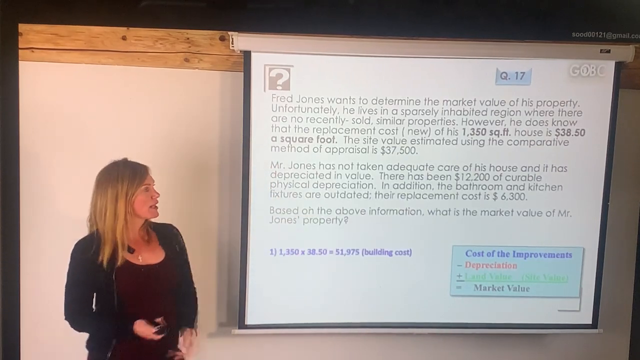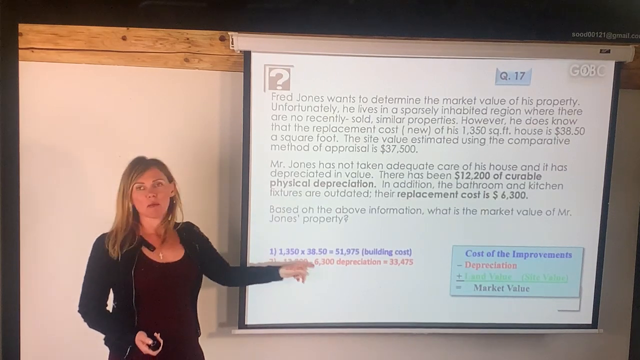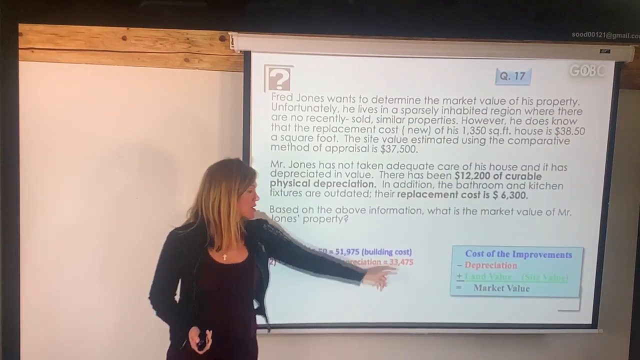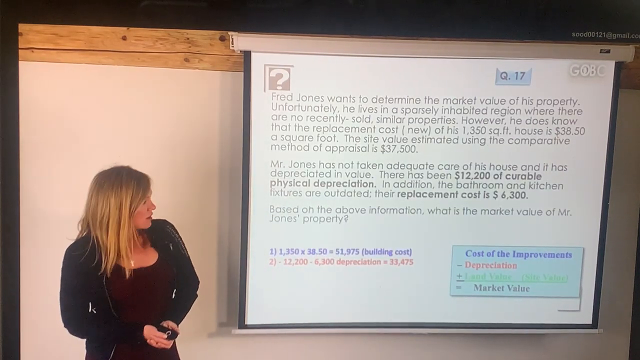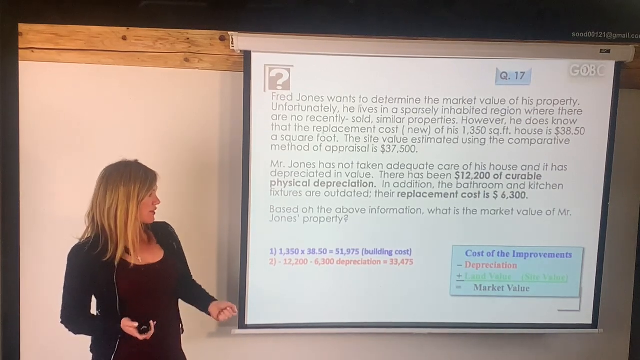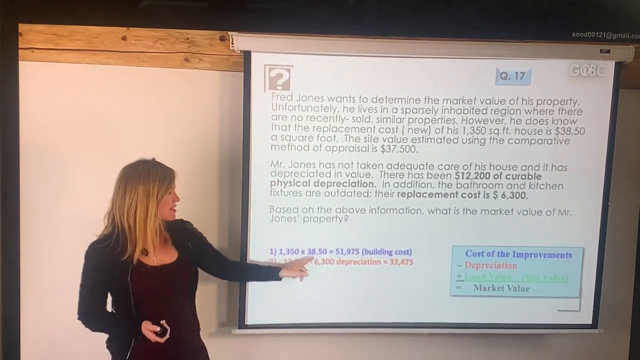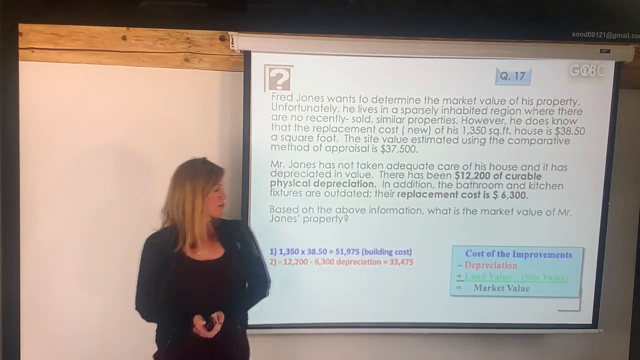Keep it simple. So if it says, yes, these are the depreciations, minus them. So that will be two minuses in here. So you're going to do minus 12,200, minus 6,300. And that will give you the depreciation, right, of 33,475. So you take this 51,975 minus this, and that tells you that so far we have 33,475.